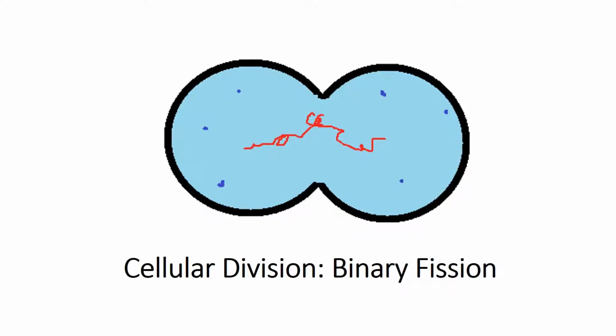This video is about a type of cellular division called binary fission. And this is an image of binary fission taking place. A cell has copied its DNA, and it's moving one copy of the DNA to the left, one copy to the right, and the cell is going to simply split in half, resulting in two identical cells. And that's binary fission.